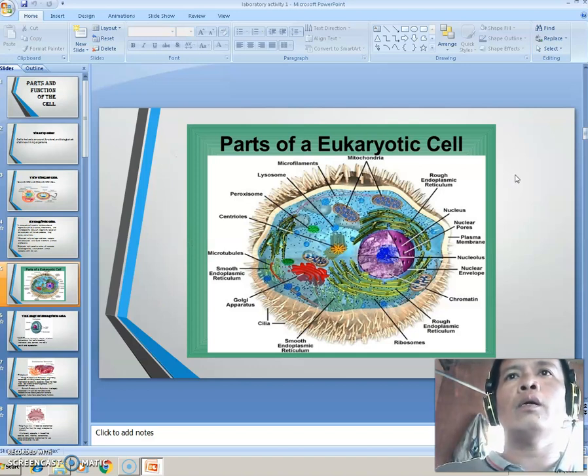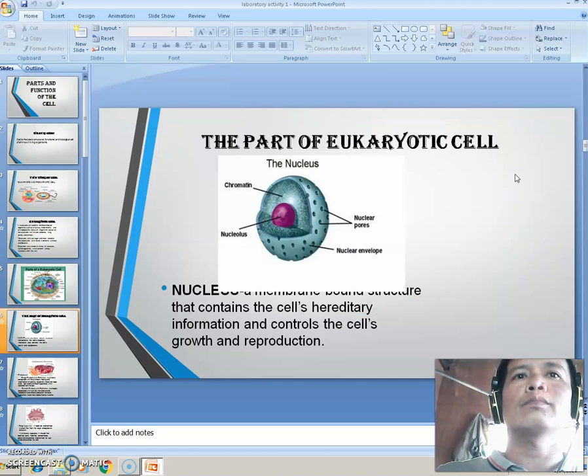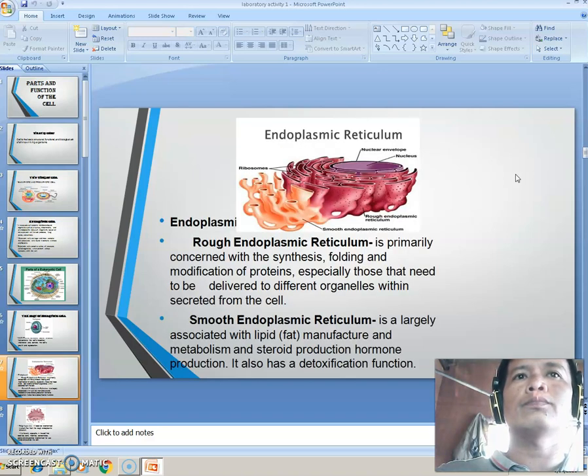The parts of a eukaryotic cell. The first part of the eukaryotic cell we are going to discuss is the nucleus, a membrane-bound structure that contains the cell's hereditary information and controls the cell's growth and reproduction.